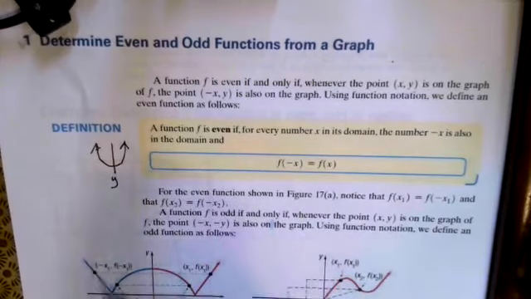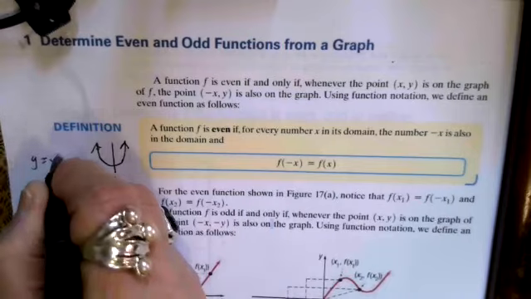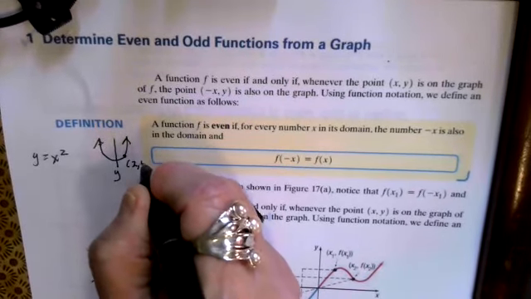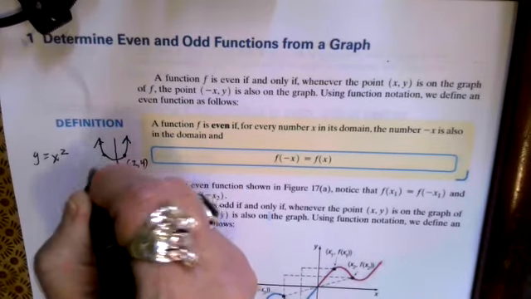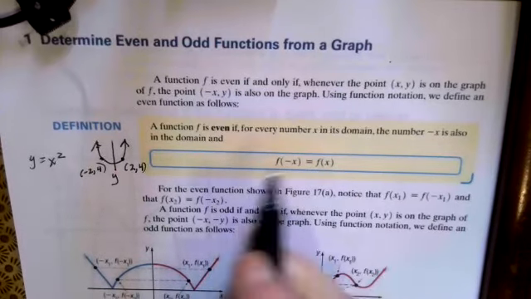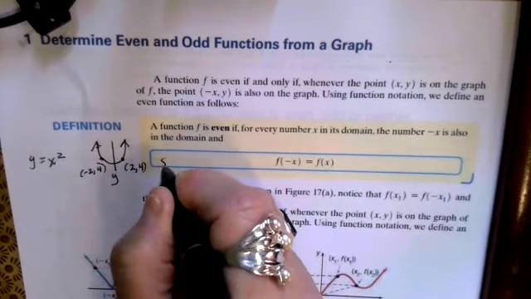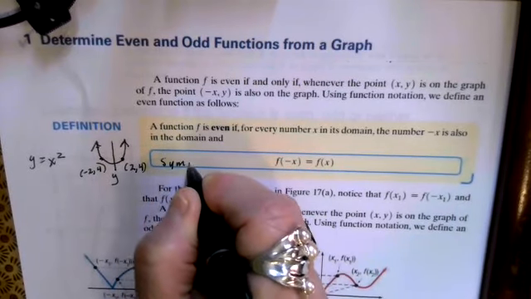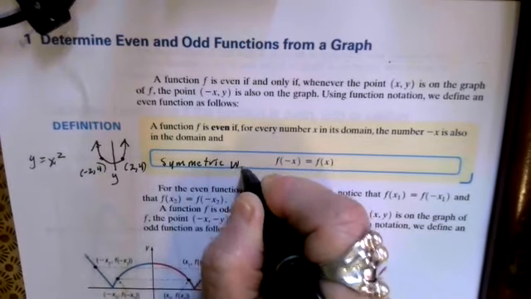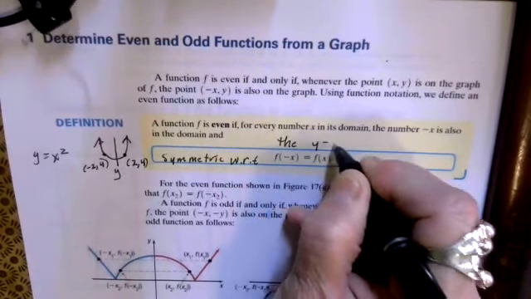So say y equal x squared is the function, and say it goes through the point 2, 4. It's also going to go through the point minus 2, 4. And so that's what we mean when we say even. So it's really symmetric with respect to the y-axis.